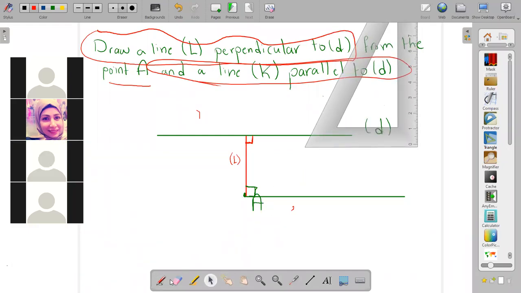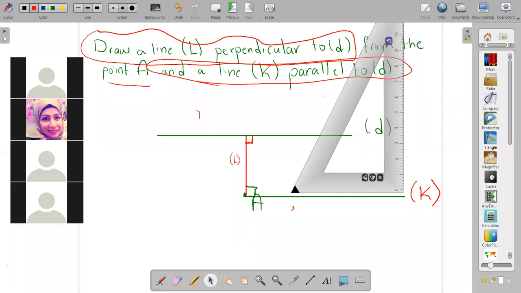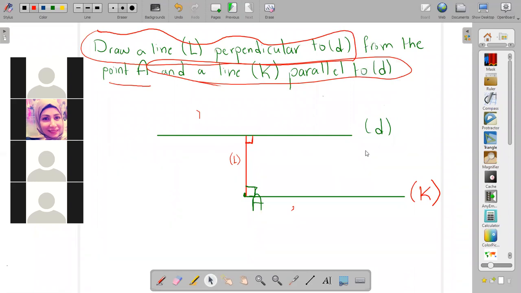Yes, name it K. Excellent. Don't forget to name this line K. The parallel line we will name K. So line K and the line D are parallel to each other.